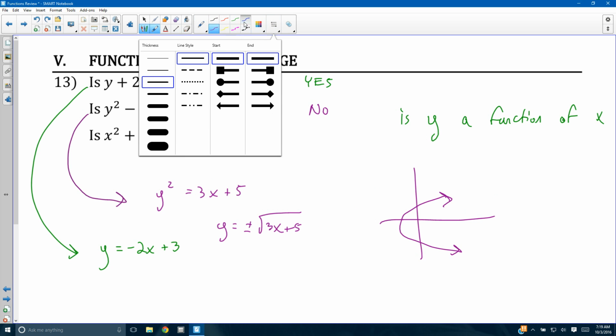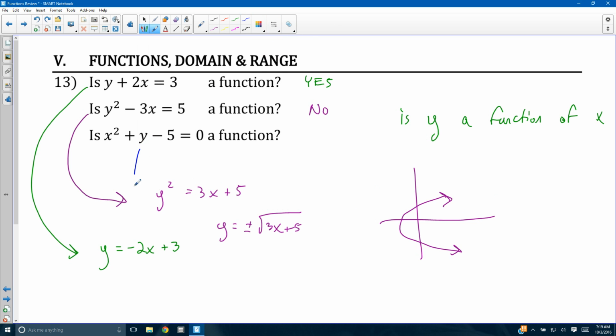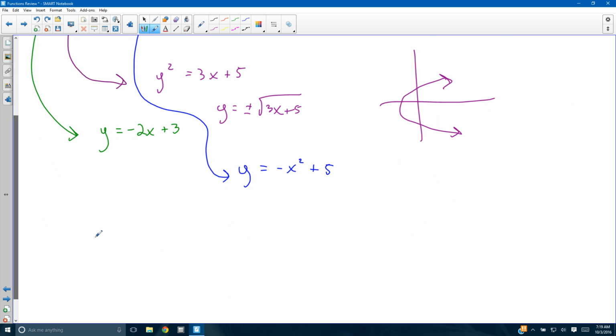And the final one right here is x squared plus y minus 5 equals 0. Function? Subtract x squared from both sides. Add 5 to both sides. y equals negative x squared plus 5. This is a downward facing parabola, something like this right here, symmetrical with the y-axis actually.